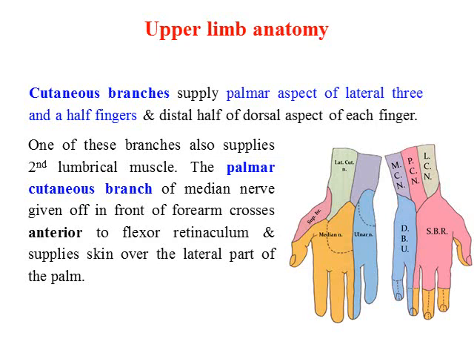So one of these branches supplies the second lumbrical muscle, and the palmar cutaneous branch of the median nerve, which arises from the median nerve in the anterior compartment of the forearm and crosses anterior to the flexor retinaculum, supplies the skin over the lateral two-thirds of the palm of the hand.